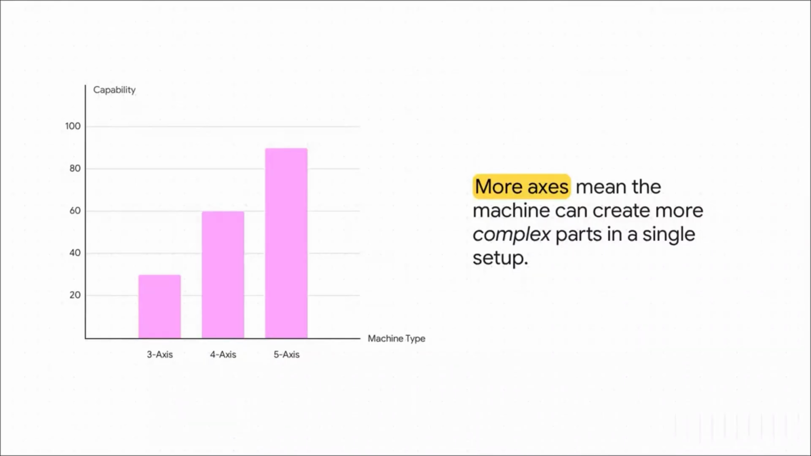The axes of movement. A basic three-axis machine is pretty straightforward. It moves left and right, forward and back, and up and down. Think X, Y, and Z. Great for simpler shapes. But then you add a fourth axis, which lets the machine rotate the part. Suddenly, you can work on multiple sides without having to stop and reset everything. And a five-axis machine? Whoa! It can move the tool and the part at the same time in all sorts of crazy ways. This is how you create those incredibly complex, smooth curves you see on something like a jet engine turbine blade.